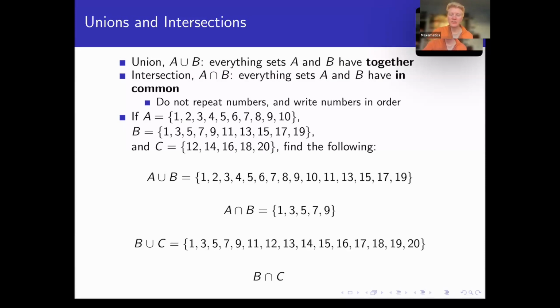Last but not least, for unions and intersections, let's do B intersection C. B intersection C says everything B and C have in common, but you might notice that if you look at B and look at C, they don't have anything in common. In the event that they do not have anything in common, we can say empty set. You can also use, again, a set of empty braces. Just don't use both notations at once. Use one or the other.